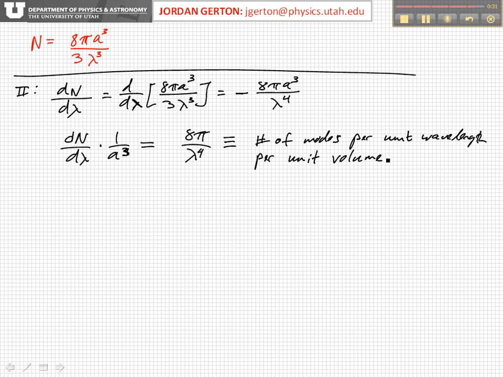Okay, so now in order to find the energy per unit wavelength per unit volume, we basically just have to figure out a way to assign an average energy to each one of the modes. And this is where actually Rayleigh and Jeans went wrong. They basically did something reasonable, but it required an understanding of the quantization of light in order to make the right thing. But let's just go through what they did.